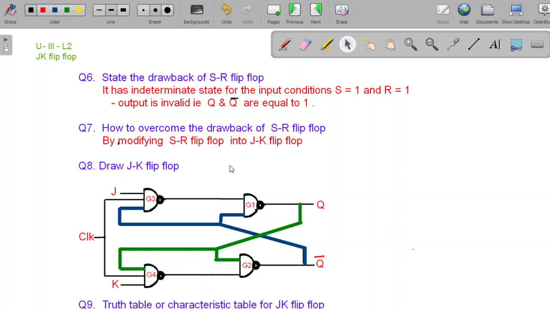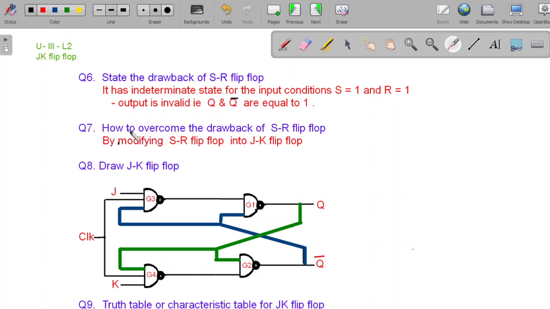So this is the sixth question. We'll see this drawback of SR flip-flop. The fourth state in SR flip-flop is the indeterminate state, and that occurs for the input conditions S equal to 1 and R equal to 1. When you have S equal to 1 and R equal to 1 as the input conditions, the output is invalid. That is, Q and Q bar will both be equal to 1, but according to our condition, Q and Q bar must be complements. Here Q is 1 and Q bar is also 1, so that is the indeterminate state.